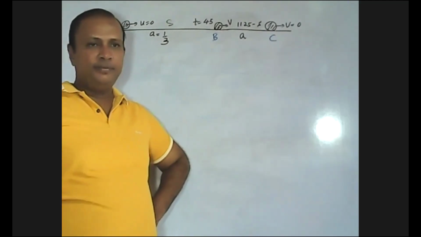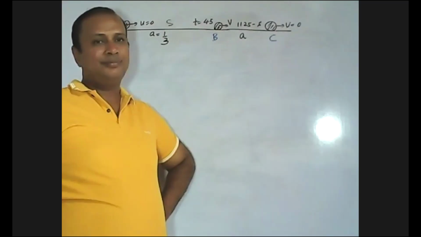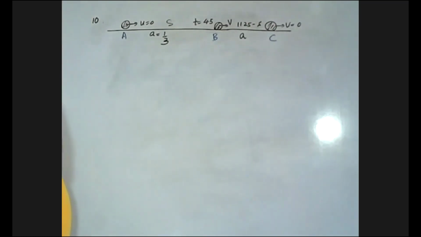Question number 10. We have to find the maximum velocity and acceleration, deceleration. V and A. We have to find V and A.